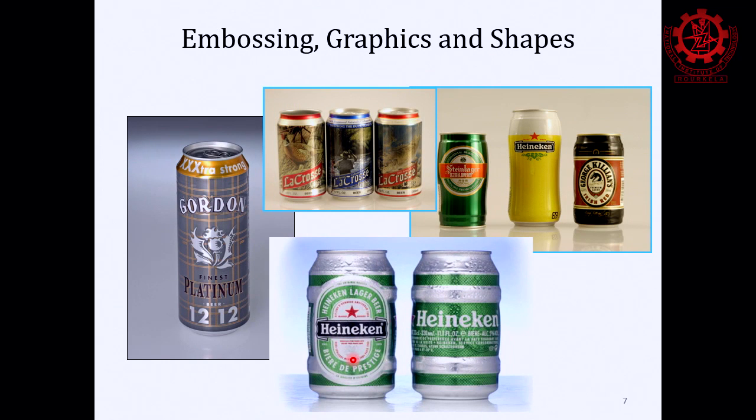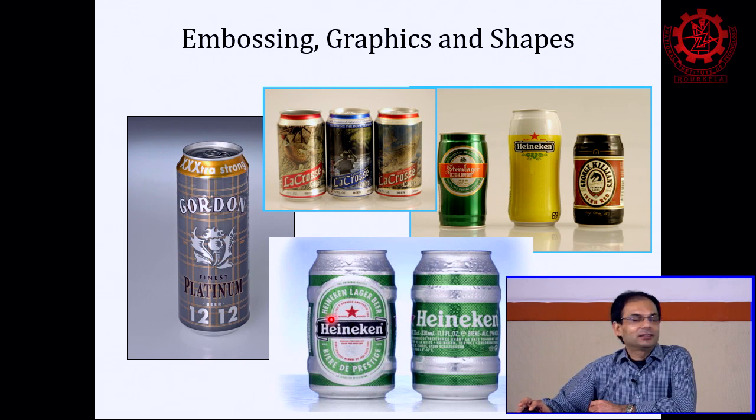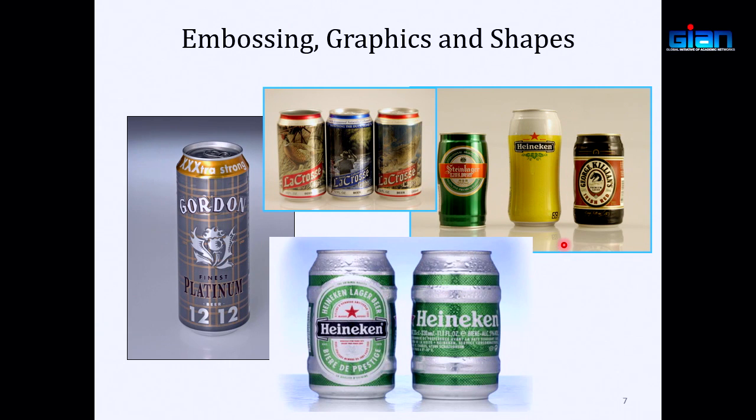In terms of improvement, now you would find cans are not just perfect cylindrical cans, they have lots of graphics, shapes, and embossing, that is printing. So you can see different kinds of prints and embossing on those cans. In terms of the shapes, also you can see that they are not just vertical cylindrical cans.